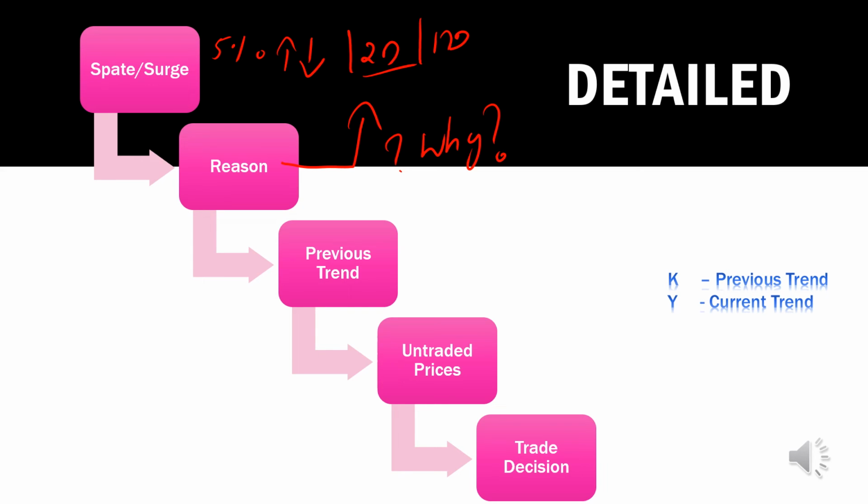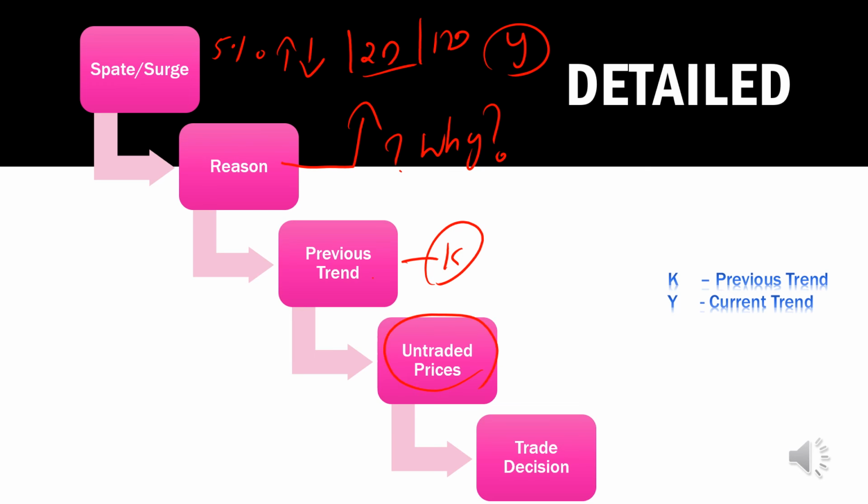You have to make sure that there is some correlation between what you have read and the price change that happened. And that is a spate or surge. Then the next step is finding out the previous trend. What was happening before this spate or surge happened? Let's call this K. Then we have to find out the untraded prices. While the spate and surge happened, there may be some prices which were untraded.